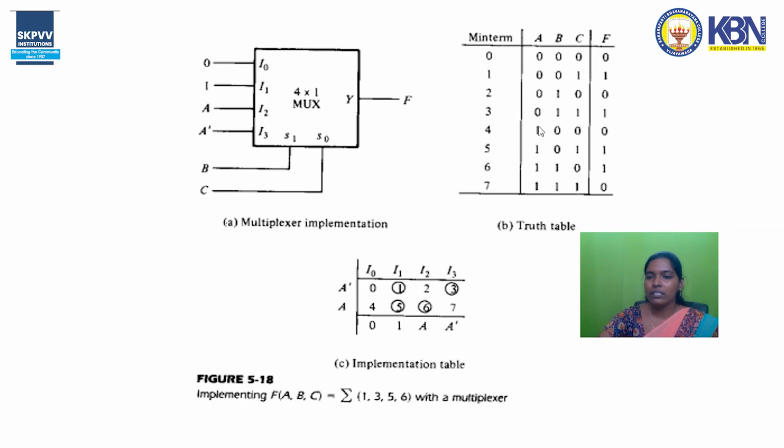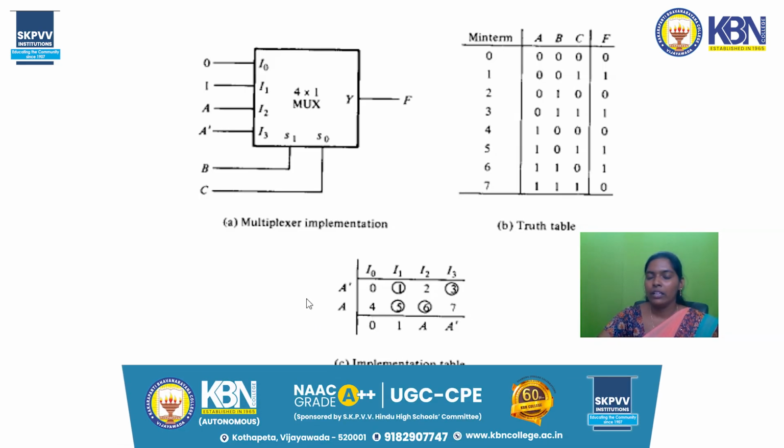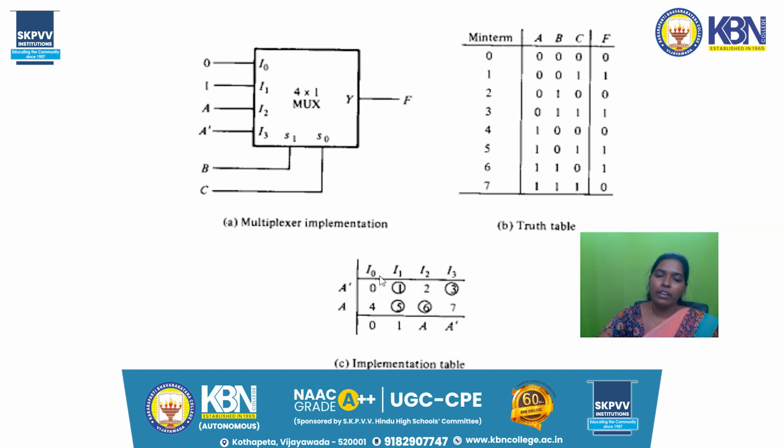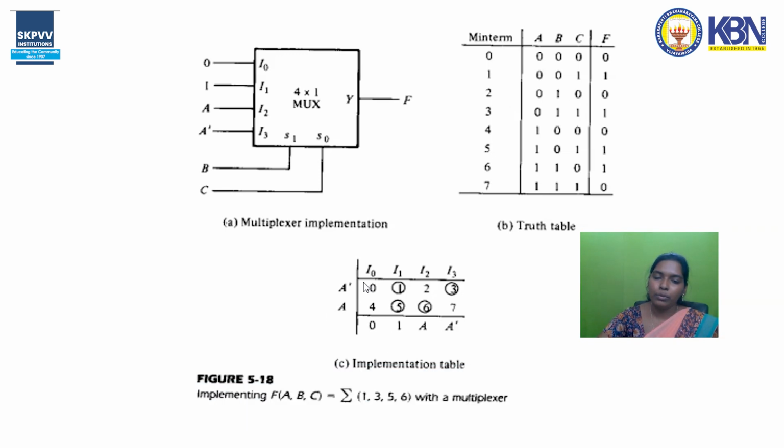So ones are from 4, 5, 6 and 7. So 4, 5, 6, 7 numbers are written in this A. Zeros are written in A bar, ones are written in A. So now if we see vertically, up to now we have seen only horizontally and we wrote the numbers using the truth table. So from now we should see vertically.